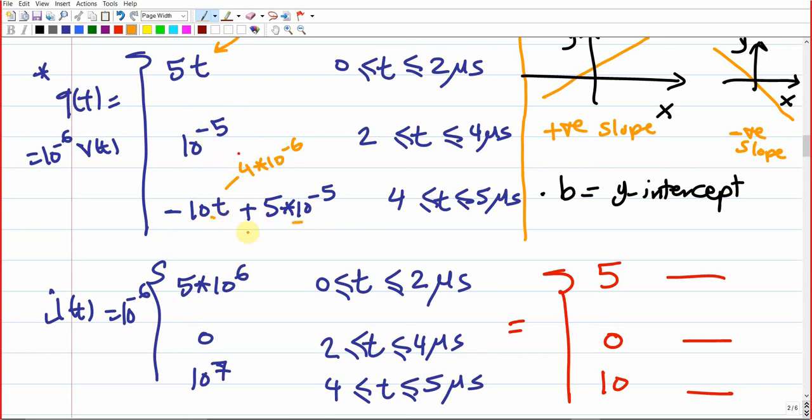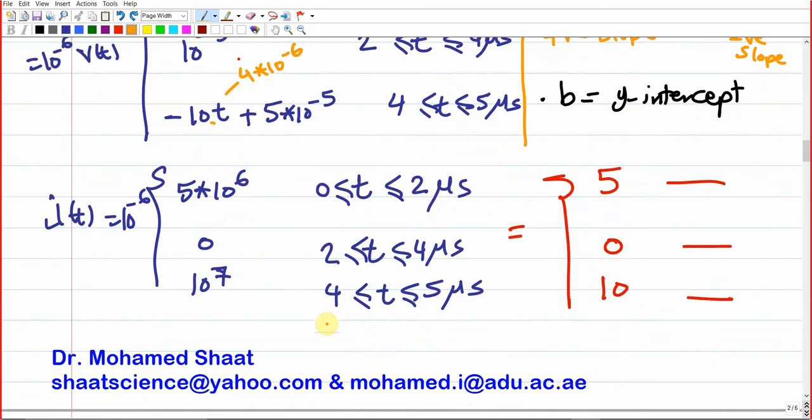But for the third period, there is a linear function. There is a straight line. So if you substitute for the time equal 4 into this equation, you're going to end up with 10 to the power negative 5. So still we have the same point.